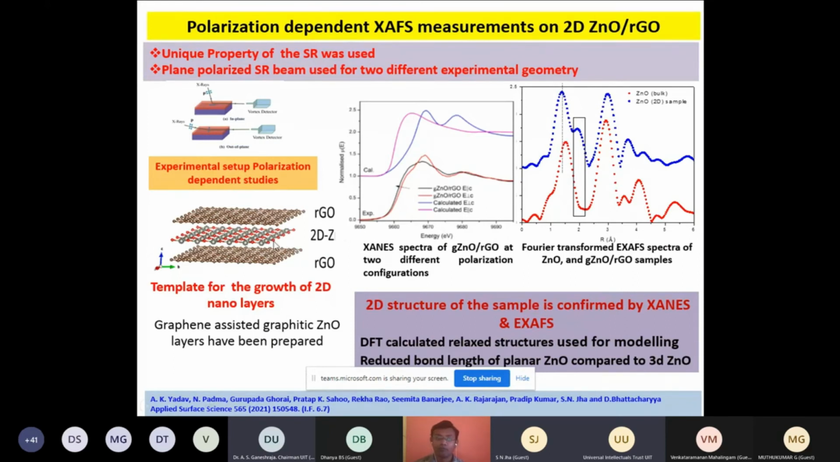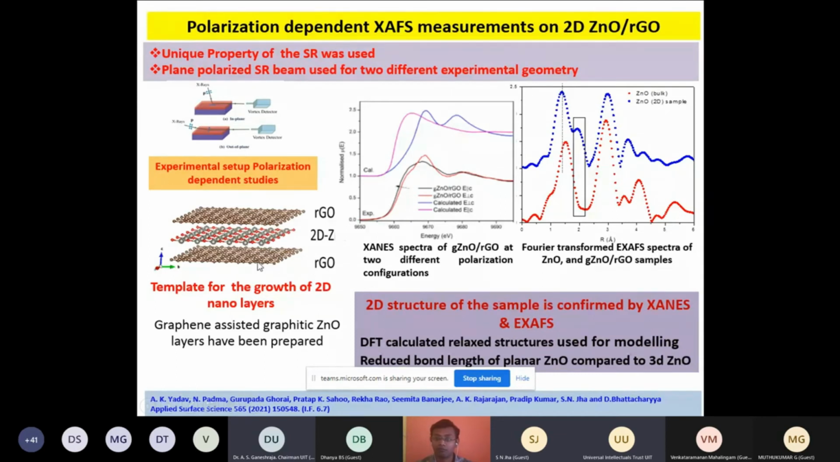this is the 2D structure of the sample. In this sample, whether the zinc oxide is a graphitic zinc oxide or it is a normal zinc oxide like any bulk zinc oxide. So with the help of DFT calculation and other complementary techniques, we could say very confidently that the zinc oxide between these two reduced graphene oxide layers is predominantly a two-dimensional zinc oxide. So it is called graphitic zinc oxide.